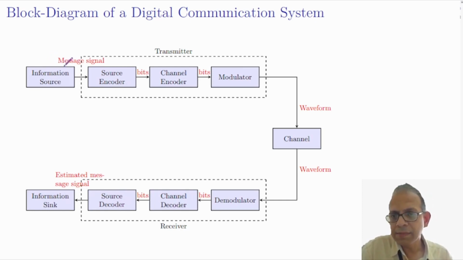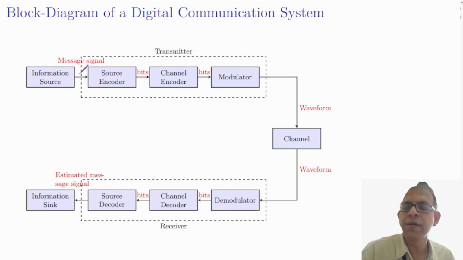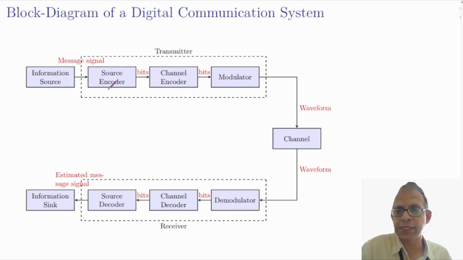The message signal, that is the information to be transmitted that has originated at the information source, may be in an analog form or it may be in digital form. Most commonly it is in analog form, in which case it is first required to convert this message signal into a digital form. That formatting of the message is done by the source encoder.